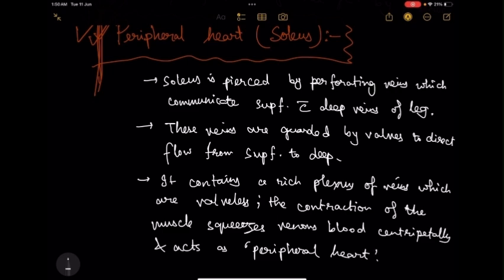What is to be basically understood is that the soleus is pierced by perforating veins which communicate the superficial veins with the deep veins of the leg. These veins are guarded by valves to direct the flow from superficial to deep. Now coming to the next part, the muscle contains a rich plexus of veins.